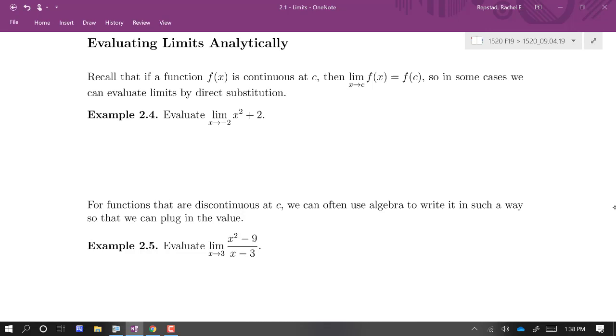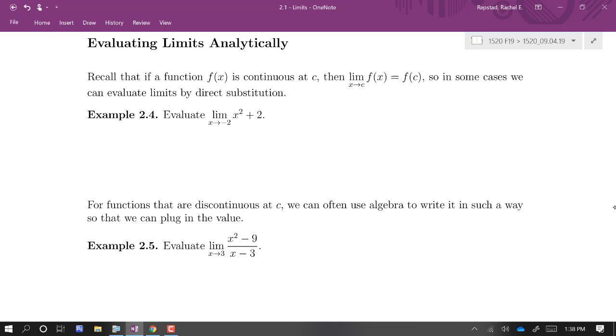When we evaluate them analytically, the first thing we need to understand is that if your function's defined at c, or wherever you want it to approach, if it's a continuous function, just plug it in and find the output. If your function's continuous there, the limit exists and it's equal to the function value, right? That's the definition of continuity. So if I know my function's continuous, I'm good. Here we have x squared plus 2, a nice parabola, totally continuous everywhere, and for sure continuous at -2.